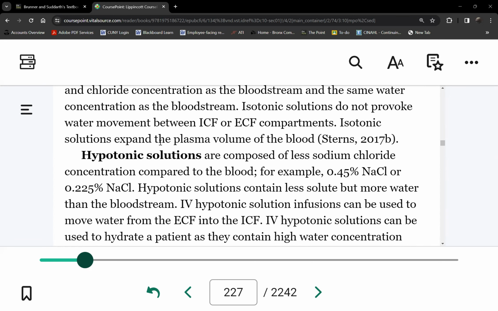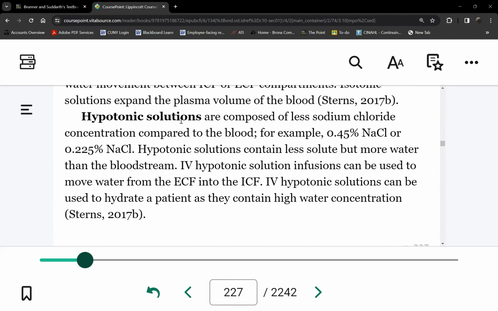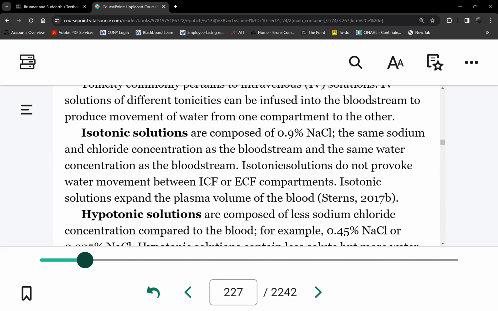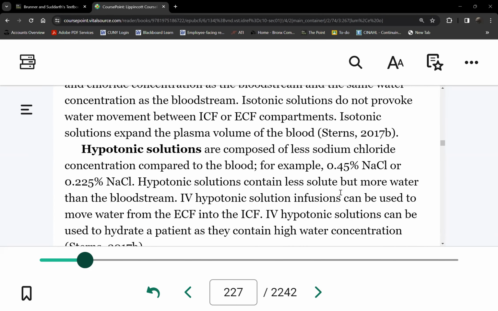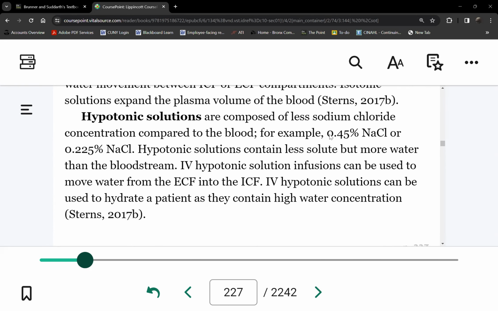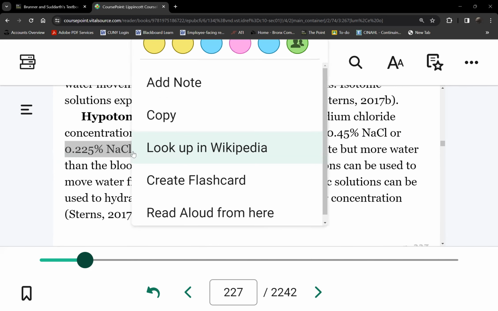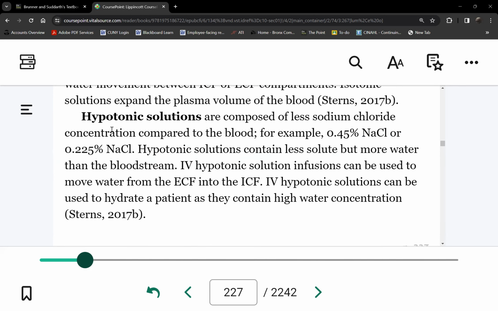Okay. Let's go to hypotonic now. Hypotonic, obviously less than 0.9% concentration. So we have only a few. We have 3 for iso. We have only 2 for hypo. It's either 0.45 or 0.225, even less than a quarter of 0.9% NaCl. So who would benefit from this?